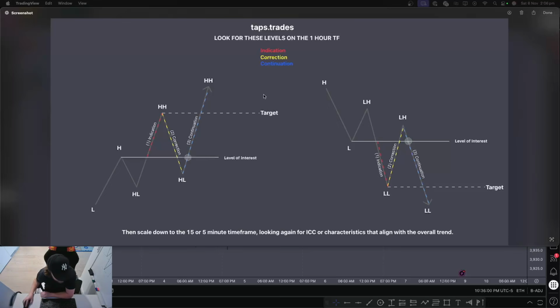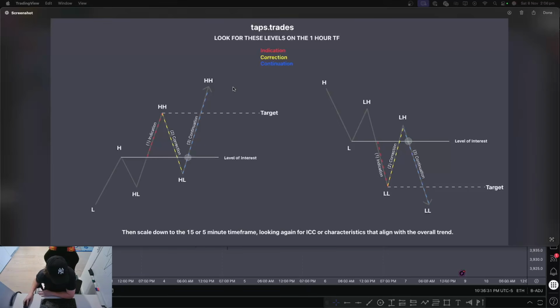Another key thing to remember is that you want to be drawing these levels, or looking for these levels, on the 1 hour time frame. And then when we're looking to take our entries, we scale down to the 15-minute or the 5-minute time frame. We're looking for characteristics of ICC, which is this formation, or characteristics of an uptrend. And I'll show you what I mean in the examples that I'll do after this.